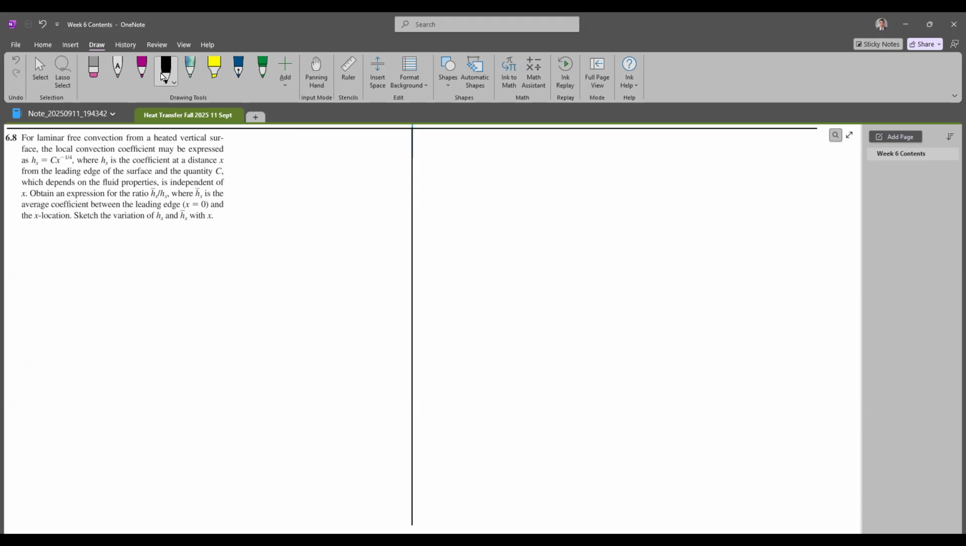Okay. For laminar free convection from a heated vertical surface, the local convection coefficient may be expressed as hx. Okay, this is a heated vertical surface. I think I did not discuss a vertical surface. Let's see. By the way, I have shared a good resource with each one of you in the Teams group. It is a handbook which contains all the formulas for the heat transfer module, and it's pretty handy. If you have that, you can solve all the problems.